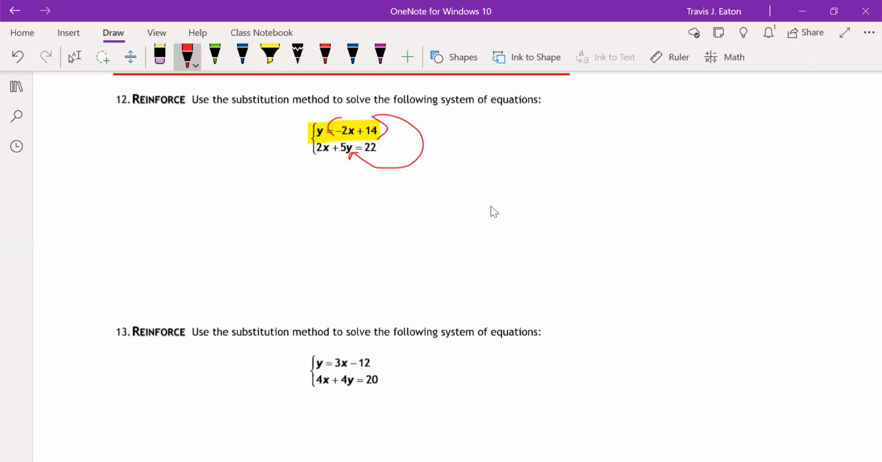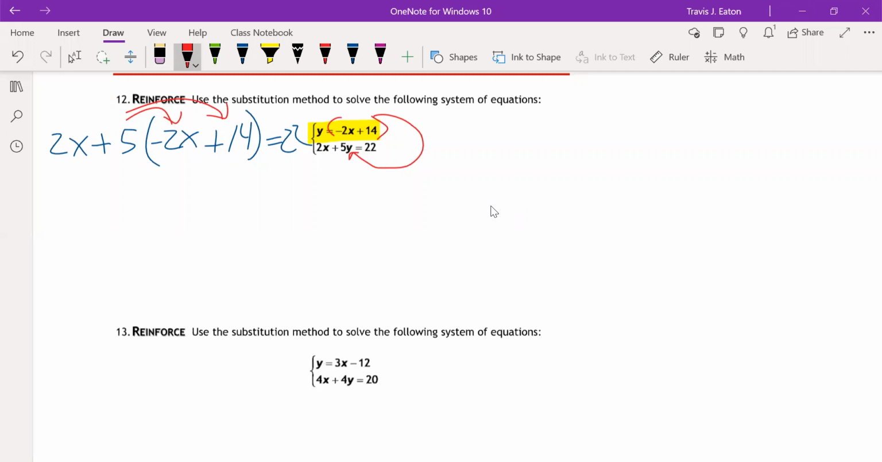So let's start that. 2x plus 5 times y, and since y is negative 2x plus 14, equals 22. Okay, you can see all I did was substitute y with negative 2x plus 14. And now I've got to do some distribution.